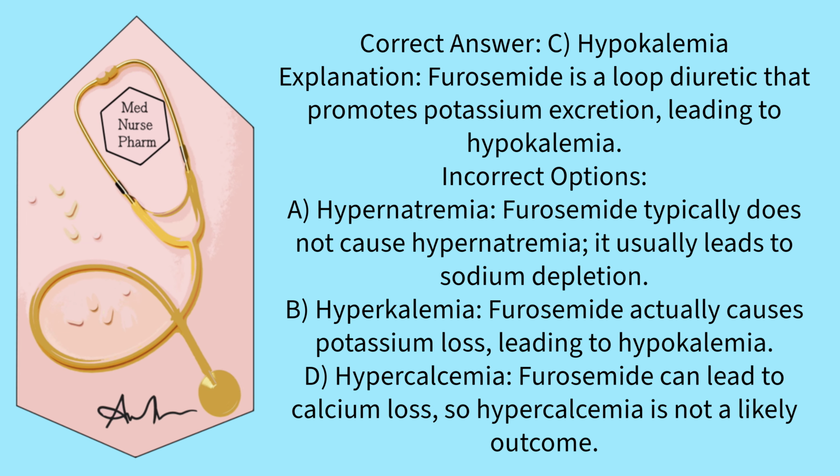If you chose option C, you are correct, hypokalemia. Furosemide is a loop diuretic that promotes potassium excretion, leading to hypokalemia. If you want explanations on the incorrect options, you can pause the video and go through those.